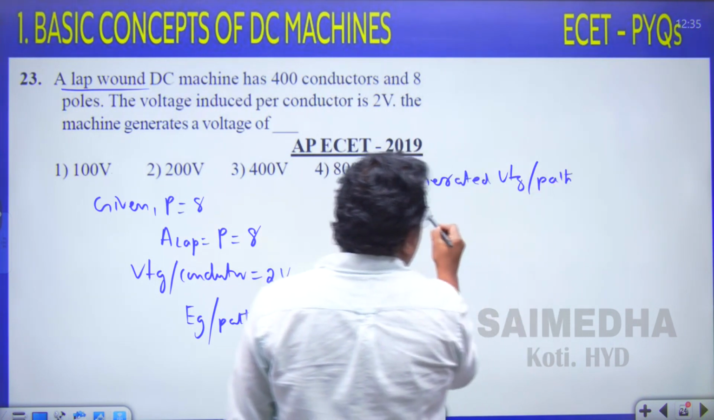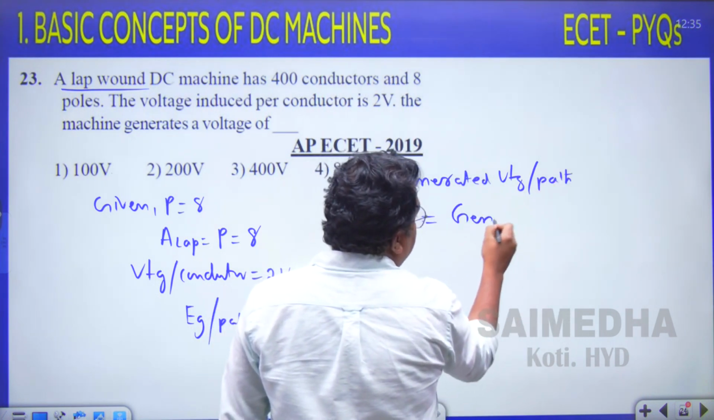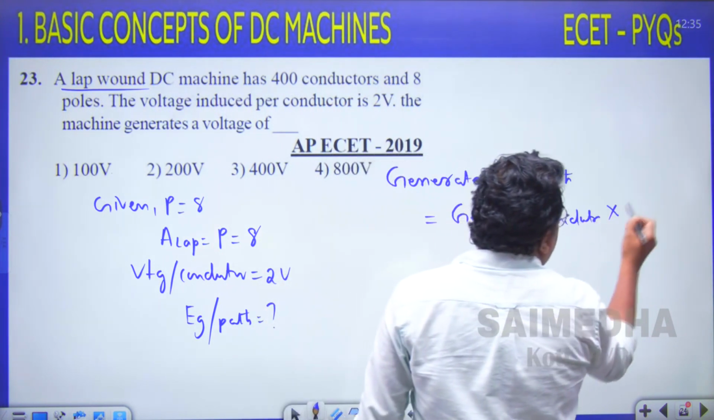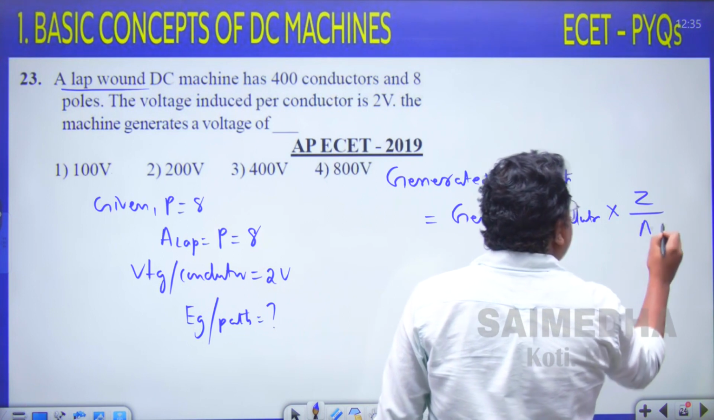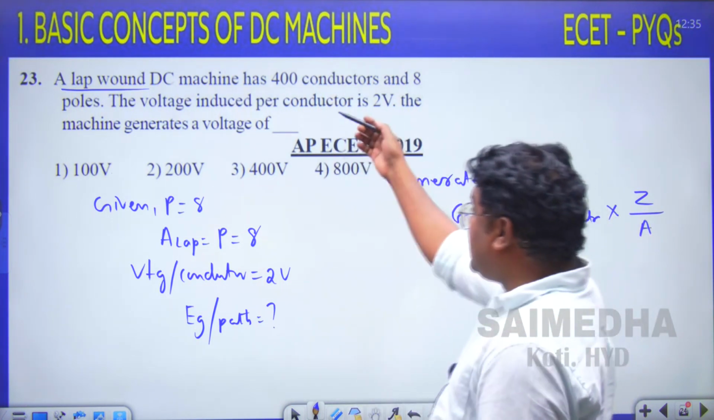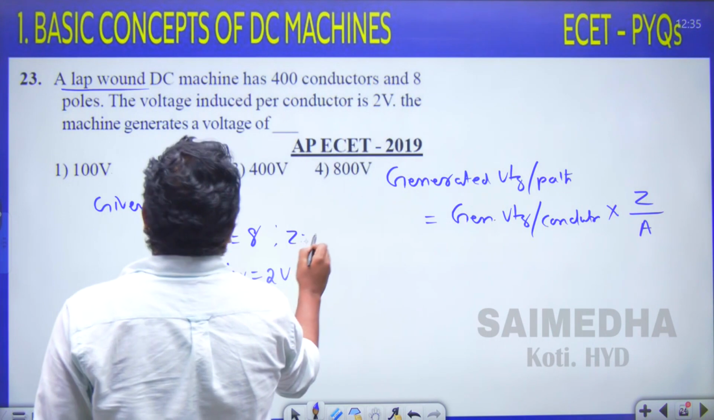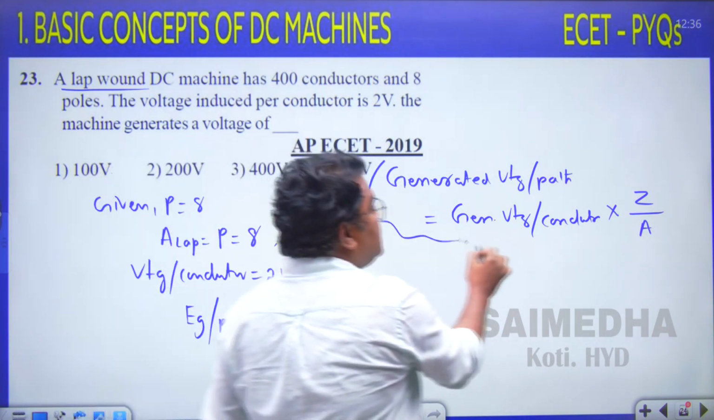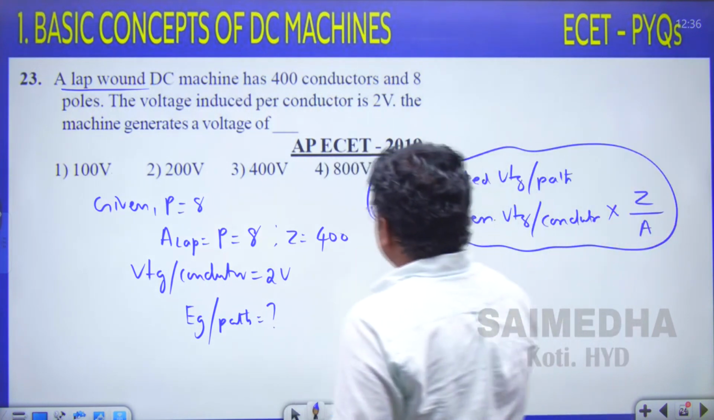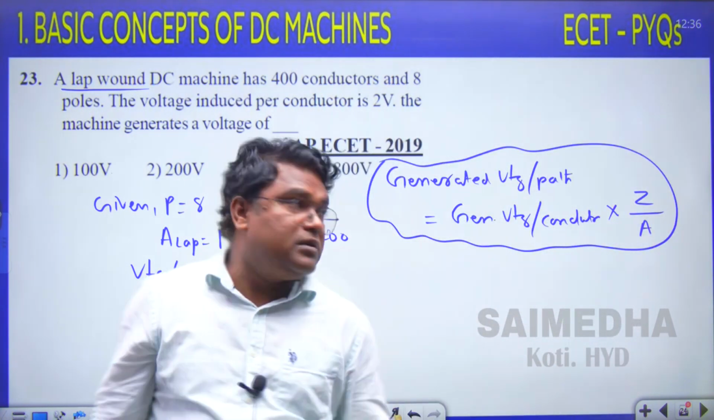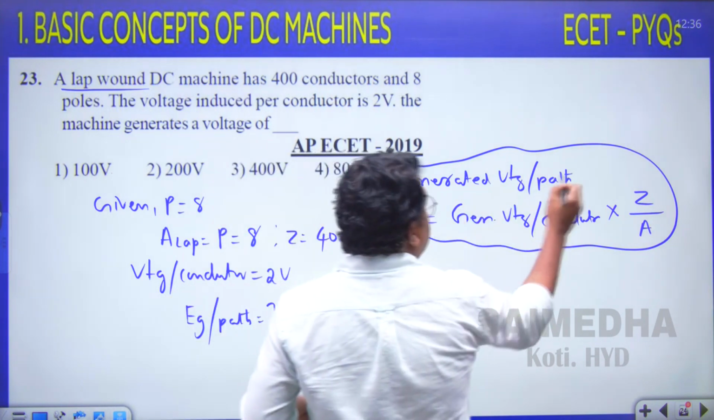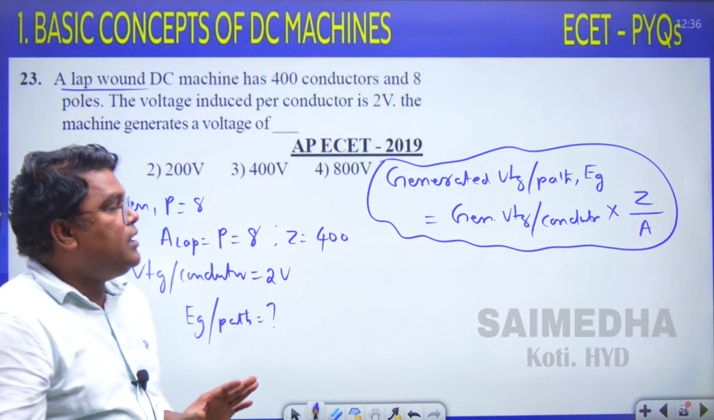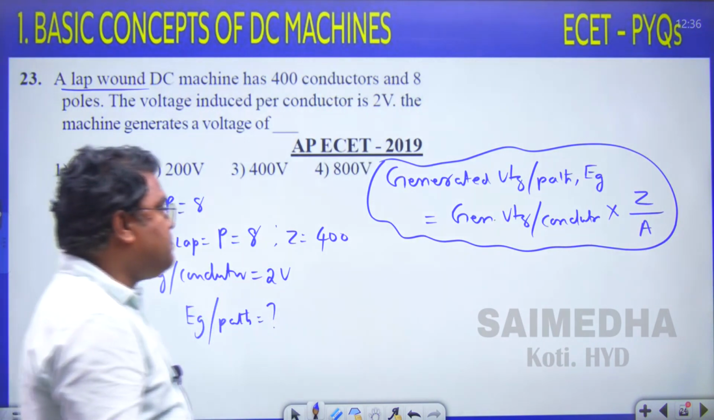This is equal to the generated voltage per conductor multiplied by the number of conductors per parallel path. Also mentioned is that the number of conductors is equal to 400. So this formula is required to answer this question. The generated voltage per path is represented as Ez.